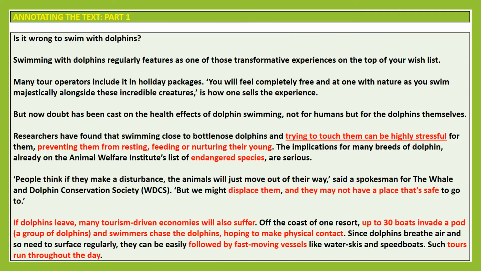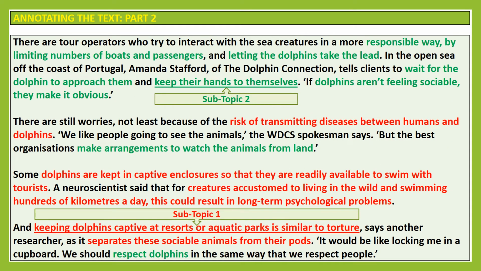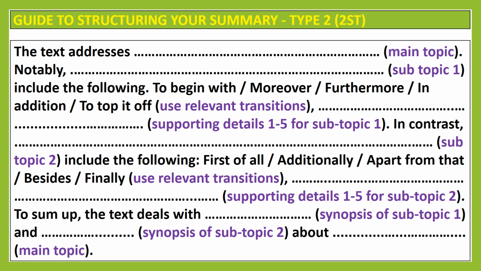Read the text carefully and annotate it to identify supporting details for each subtopic. Apply distinct colors to differentiate the supporting details for each subtopic. Read the second part of the text and annotate it to highlight the relevant ideas. Follow these steps to write an effective summary. Remember, the summary should be presented in a single cohesive paragraph.